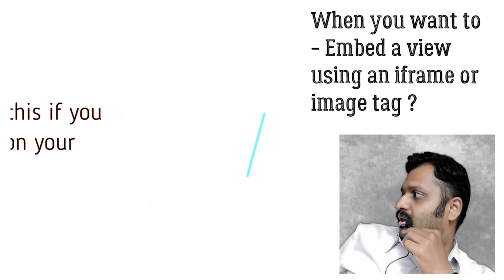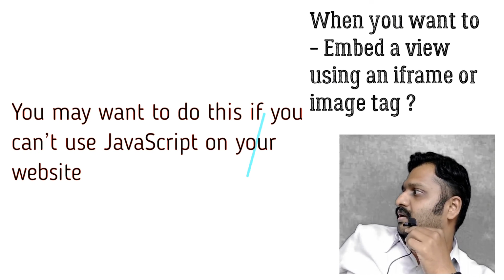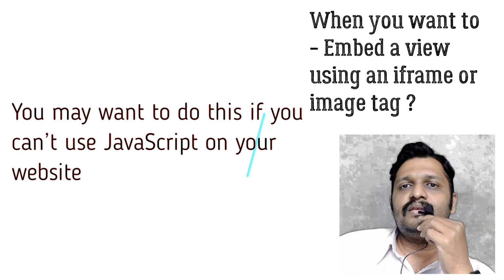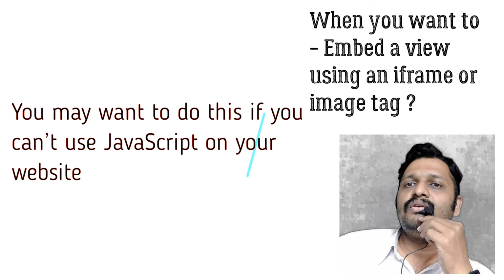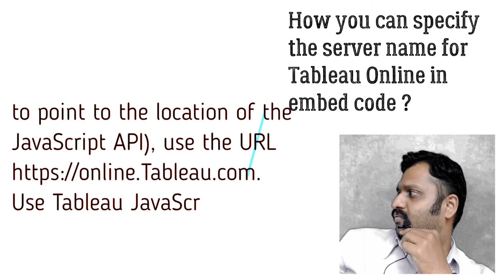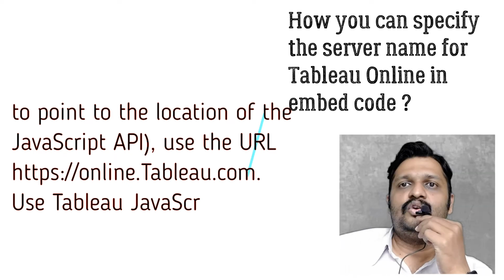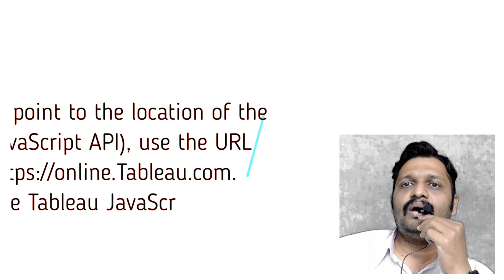Next question. When do you want to embed a view using an iframe or image tag? If you can't use JavaScript on your website, then you need to go for embedding a view using an iframe or image tag. Next question. How can you specify the server name for Tableau Online in embed code? To point to the location of the JavaScript API, use the URL.